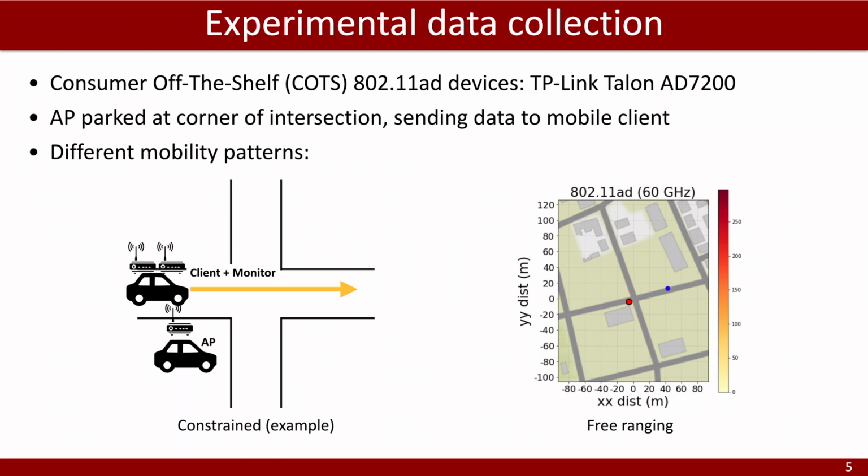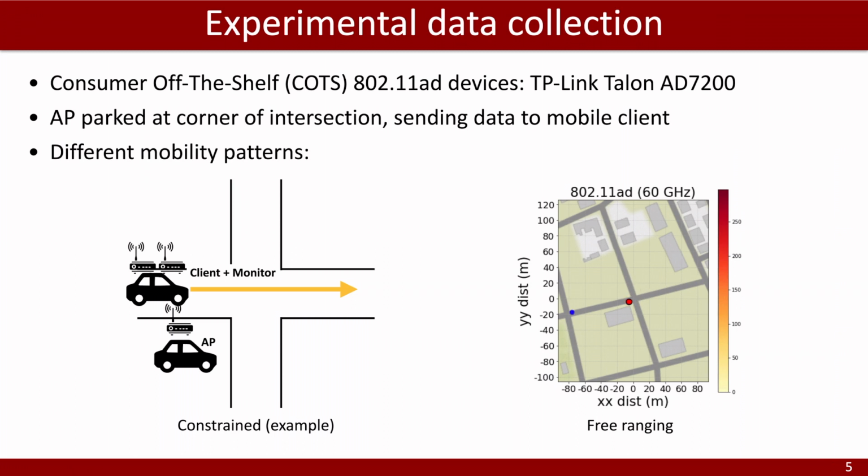In order to answer these questions, we conducted a measurement campaign using consumer off-the-shelf 802.11ad devices in a vehicle-to-infrastructure setting. Data was streamed from an access point placed at the corner of an intersection to a mobile vehicular client. Two different client mobility patterns were used.